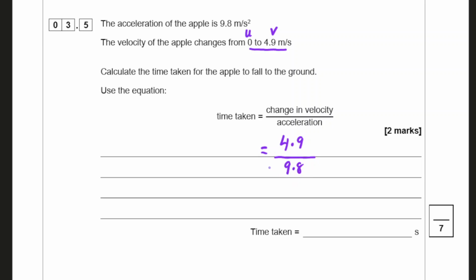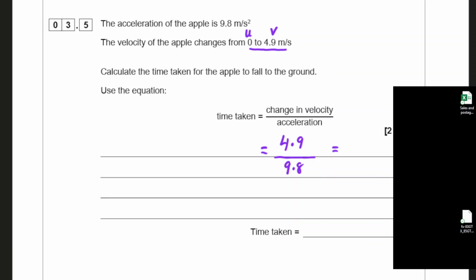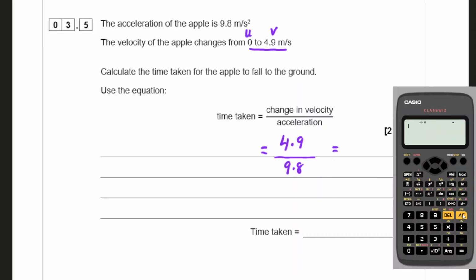9.8. Now, ideally, if you take away 0 minus 4.9, you will get a negative value. Here, just ignore the negative value. So what is 4.9 divided by 9.8? 4.9 divided by 9.8. That's half, which is 0.5. Half a second. 0.5 seconds.